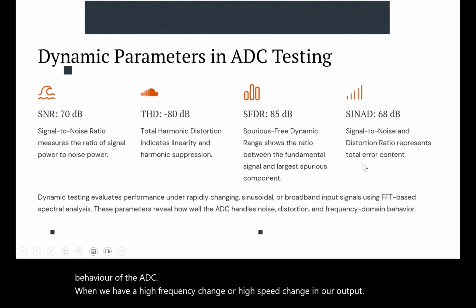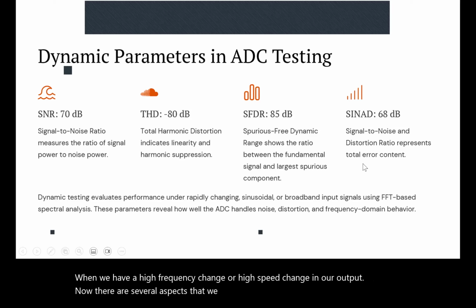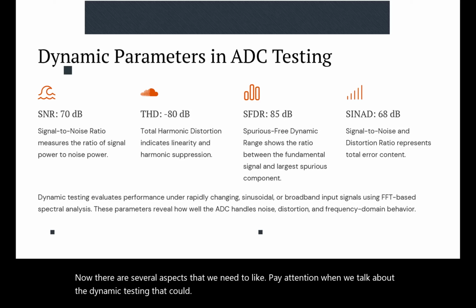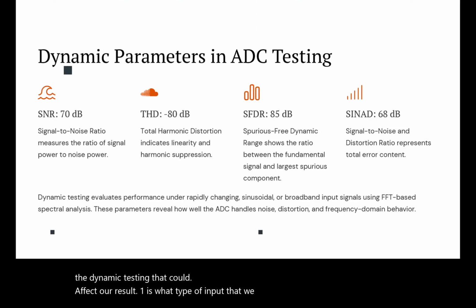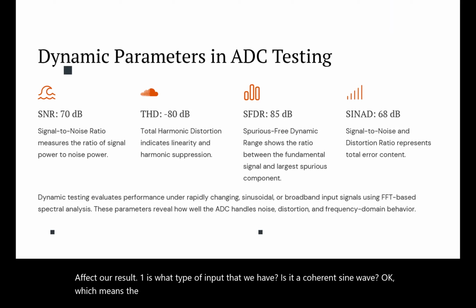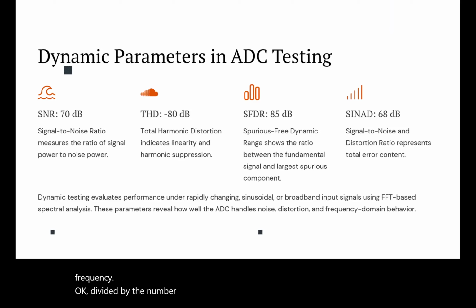Now, there are several aspects that we need to pay attention to when we talk about dynamic testing that could affect our result. One is what type of input we have. Is it a coherent sine wave? Which means the signal has a frequency that is an exact multiple of the sampling frequency divided by the number of samples. So it's coherent with our architecture, or it's not. Then it would be different.